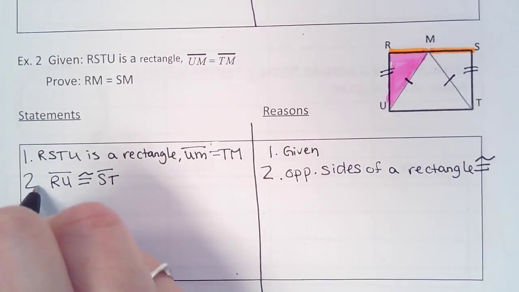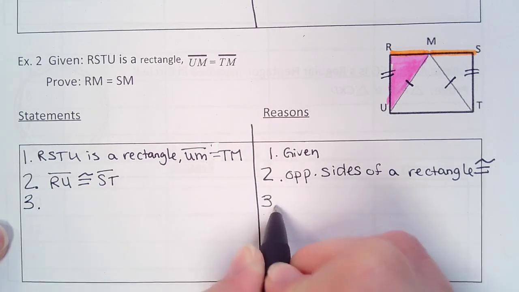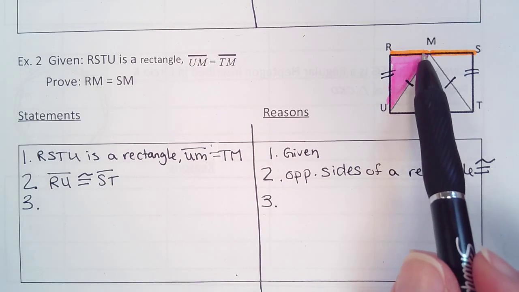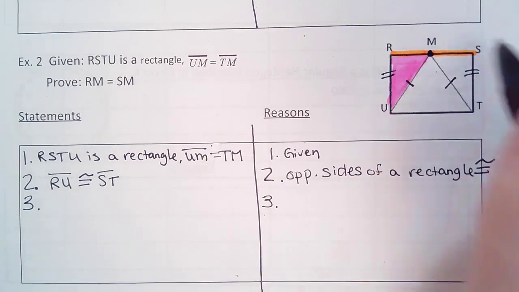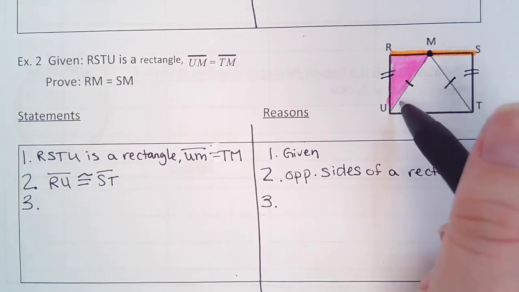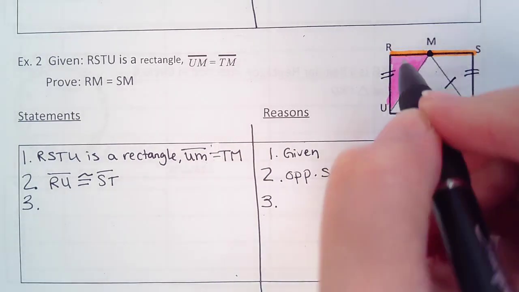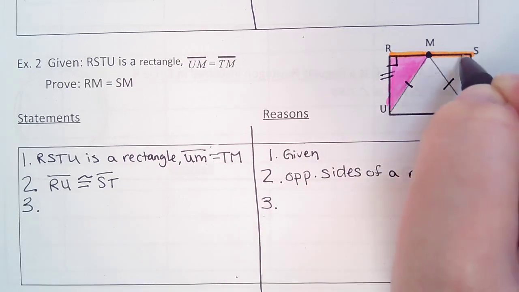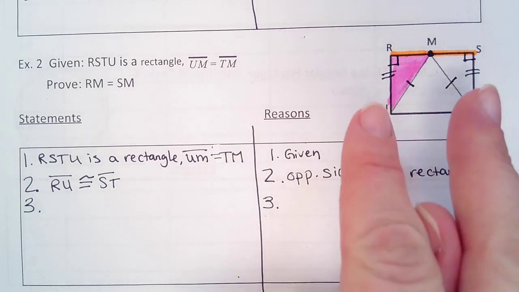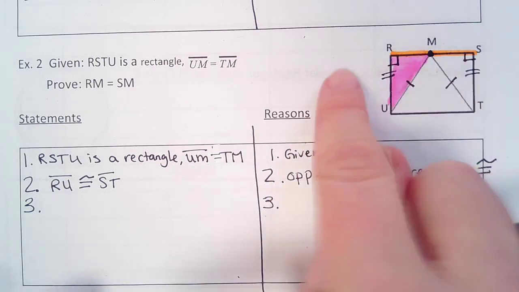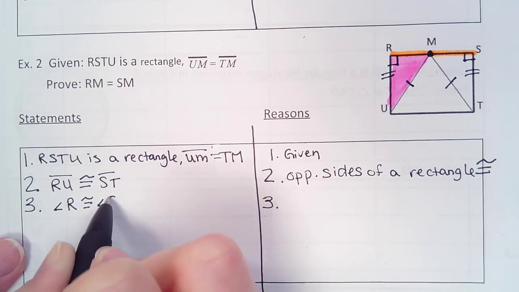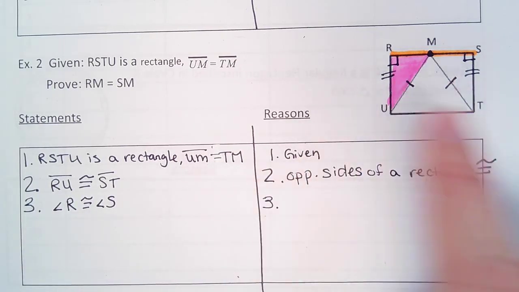Okay, and then my step 3, let's see here. We don't have enough information to talk about RM yet because we don't know if M is the midpoint. So we can't talk about a third side. Let's talk about angles. I don't know anything about angle U. However, I do know that this is a right angle and this is a right angle. So instead of saying that they're right angles, I could say that they're congruent to each other. So I can say angle R is congruent to angle S because it has 4 right angles.